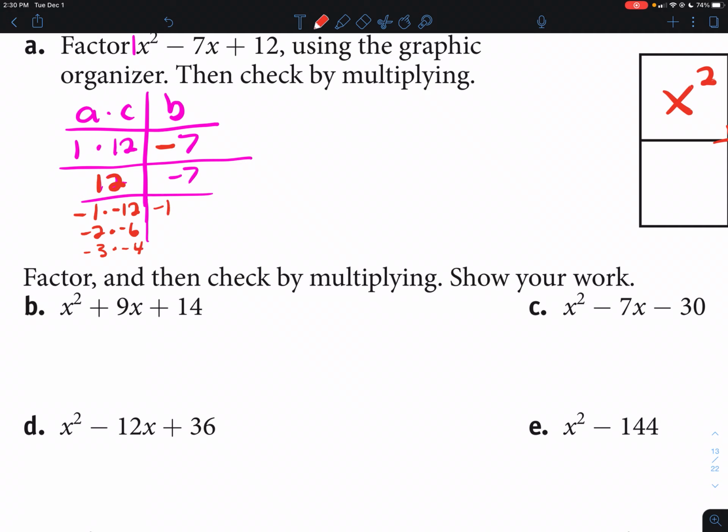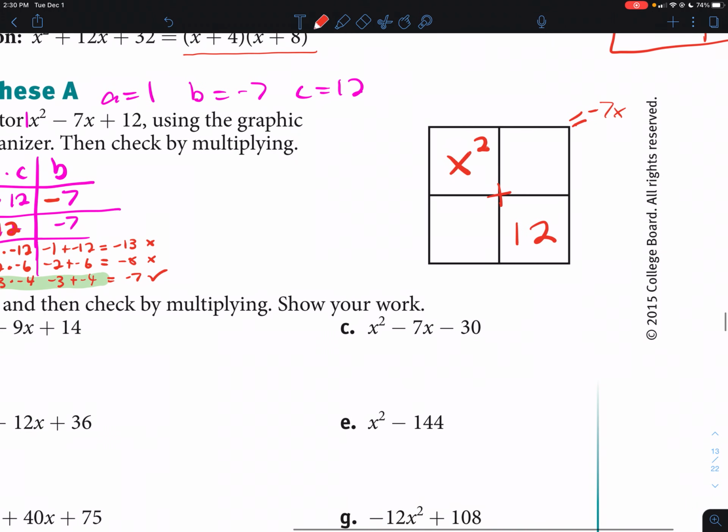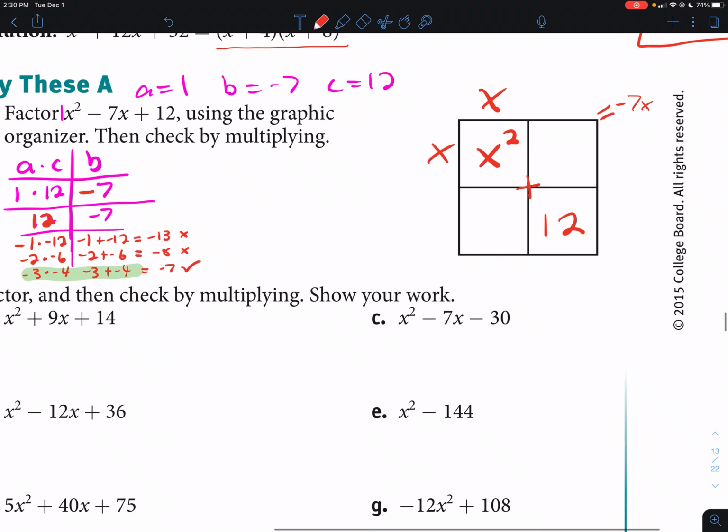And then add those up. That equals -13, so it's not that one. -2 plus -6, that's going to be -8, so it's not that one. -3 plus -4 equals -7. So we're going to use -3 and -4. So x times x gives us the x squared. Okay, -3x plus -4x adds up to the -7.